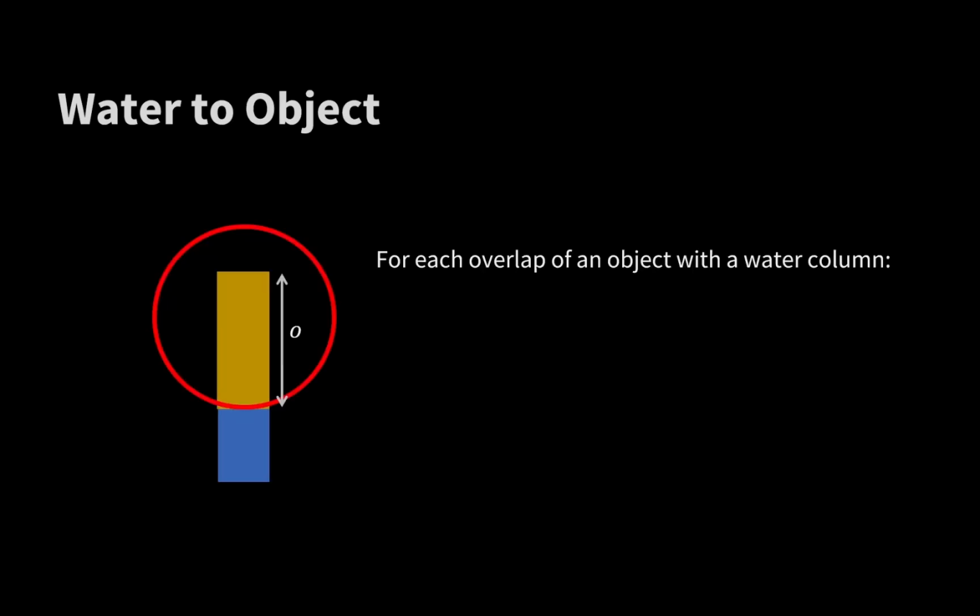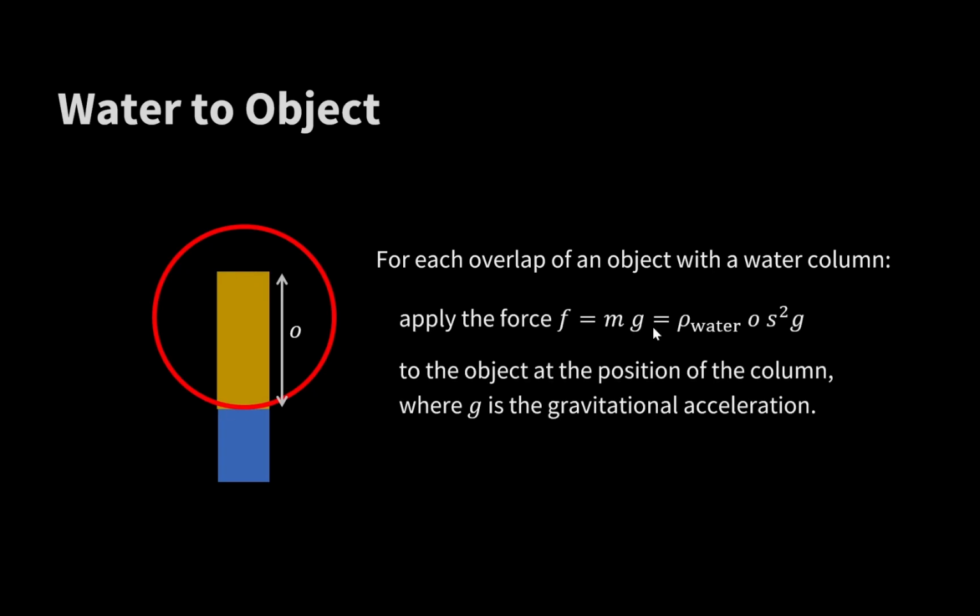Now we need the opposite direction as well, how the water surface influences objects. For this, we use Archimedes' principle again. The force acting on the object is the same as the weight of the water replaced by the object. We can compute the weight as m times g, where g is the gravitational acceleration. The mass is the density of water times the volume. The volume is O times s squared, where s is the width of the column. This means that for each overlap of an object with a water column, we add this force to the object at the position of the water column.